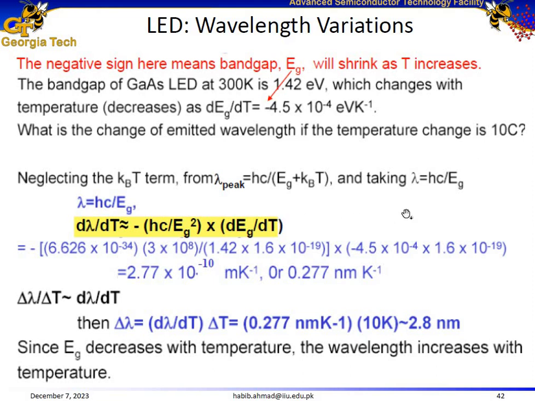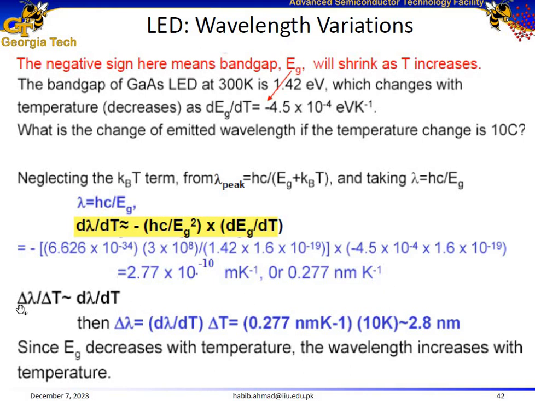So we know the relationship for wavelength. If we ignore the distribution of carriers away from the conduction and valence energy levels, lambda is equal to hc divided by the band gap of the semiconductor. Now take the derivative of the wavelength with respect to temperature, and we get this relationship. dEg divided by dT is already given in this example. Putting in the value of this, the band gap value, Planck's constant and the speed of light, the derivative of lambda with respect to temperature comes out to be 0.27 nanometers per Kelvin.